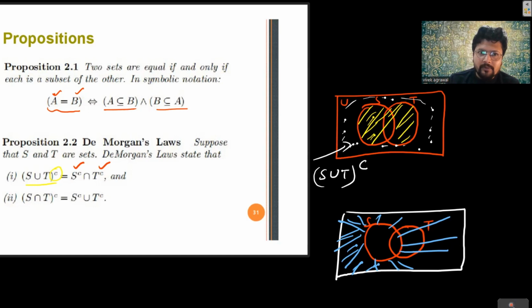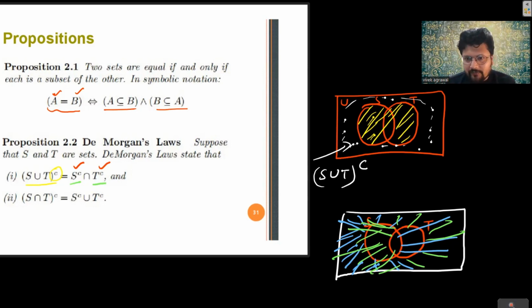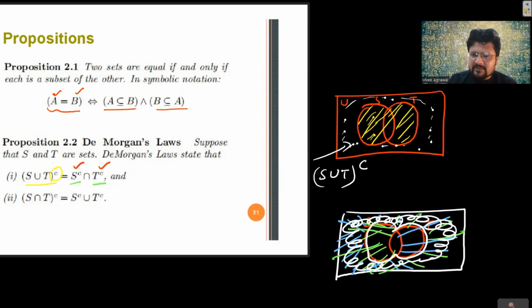Now, let's talk about T complement. T complement is nothing but whatever you have outside of this T. Now, if I talk about S complement intersection T complement, it means you have to take that portion which is outside the boundary of S and T both. So we'll get the same thing which we are getting from here, right? That's why S union T complement is nothing but S complement intersection T complement.